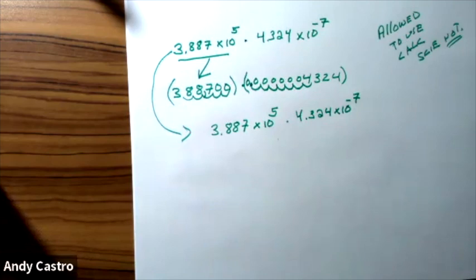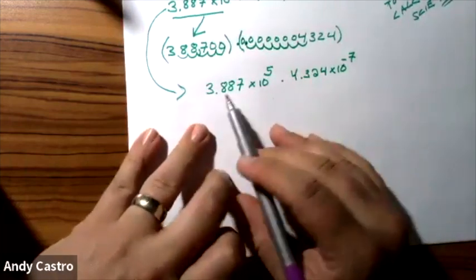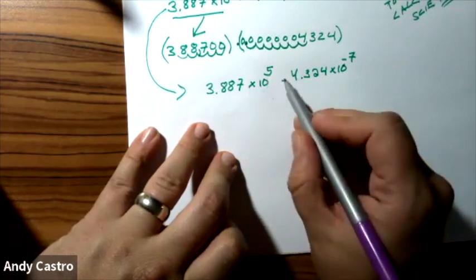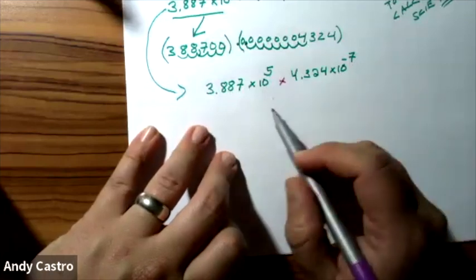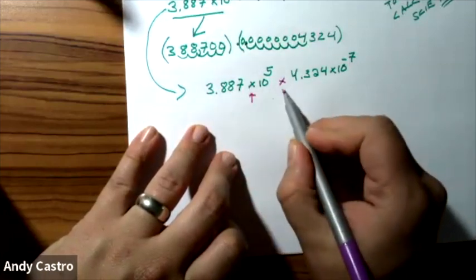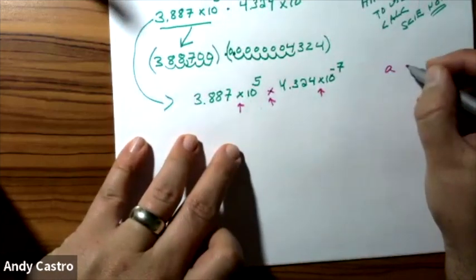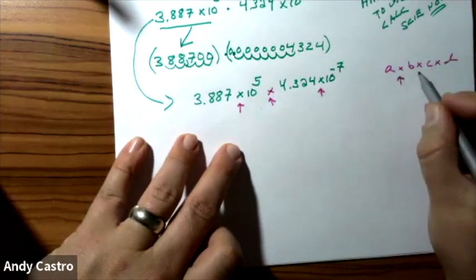All right. So here we have multiplication, 3.887 times 10 to the 5th times 4.324 times 10 to the negative 7th. So we're multiplying 1, 2, 3 times, right? This is like A times B times C times D. Multiplying 3 times.